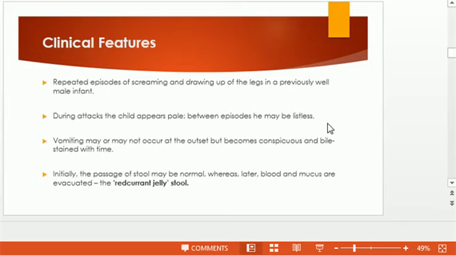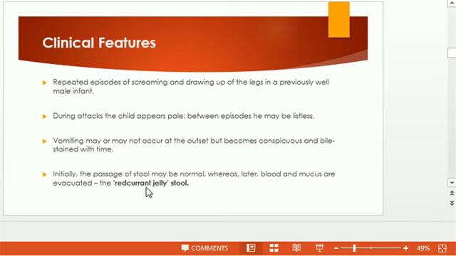These attacks may last for a few minutes and recur repeatedly. Vomiting may or may not occur at the outset, but becomes conspicuous and bile stained with time. Initially, the passage of stool may be normal, but later on, blood and mucus are evacuated, and typically this is called red currant jelly stool.